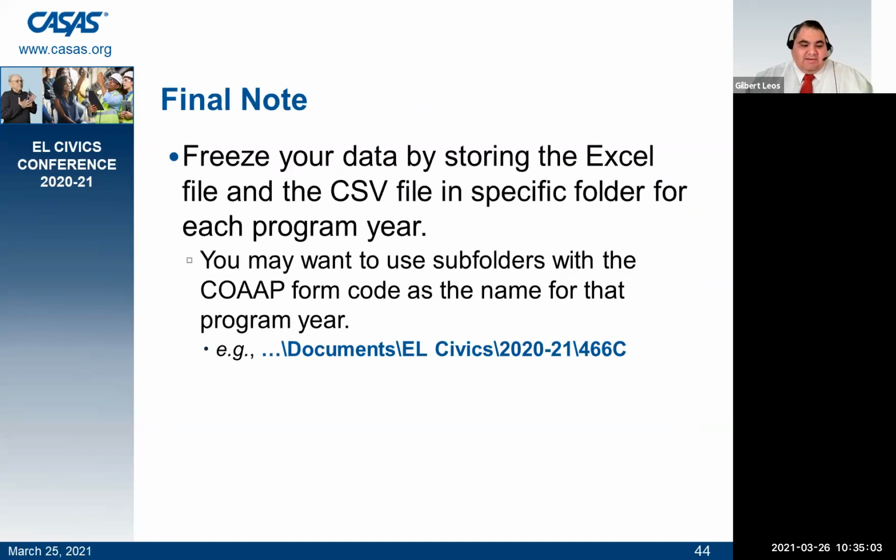So one final note as I conclude, it's important that you freeze your data by storing the Excel file and the CSV file in a specific folder for each program year. And to do this, you may want to use subfolders with the co-op form code as the name for that program year. For example, I give you the document /EL Civics /2021 and /466C. You definitely want to make sure that you freeze your data. Have this in either a shared location or in a secured location.